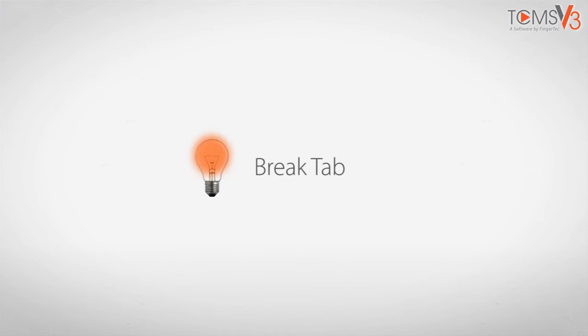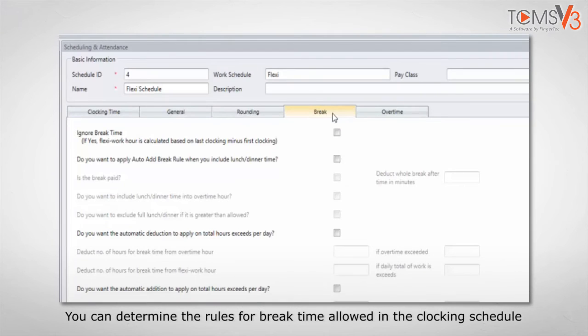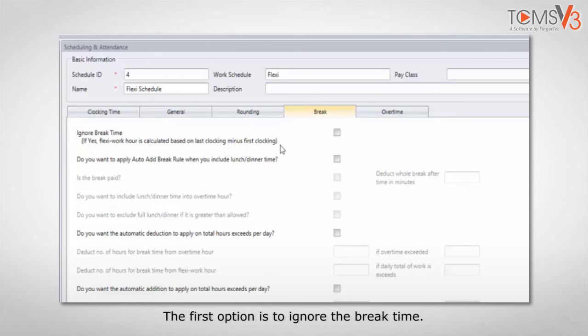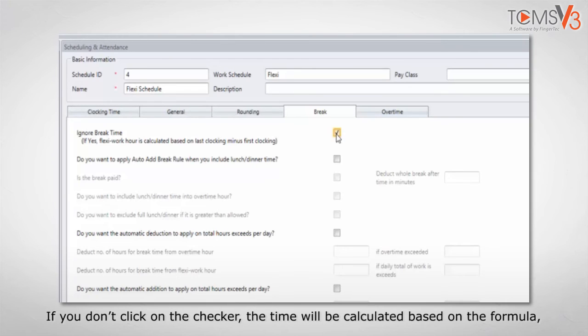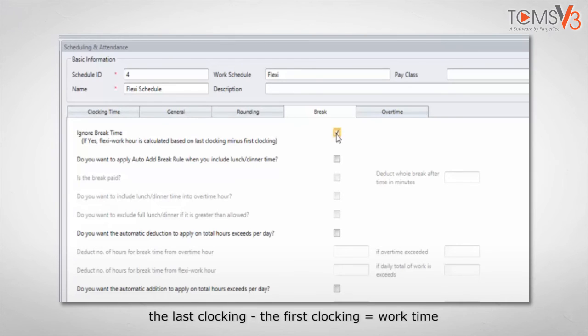Break tab. You can determine the rules for break time allowed in the clocking schedule, and the rules will determine the presentation of time in the attendance sheet. The first option is to ignore the break time. Select Yes if you want to deduct break time from the total work time. If you don't click on the checker, the time will be calculated based on the formula: the last clocking minus the first clocking equals work time.